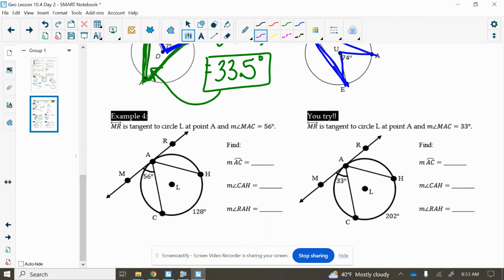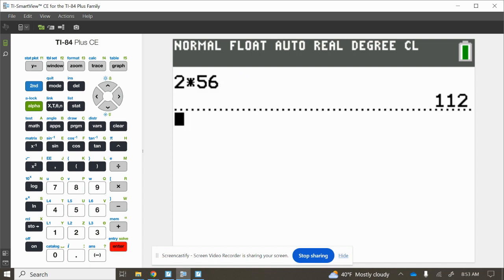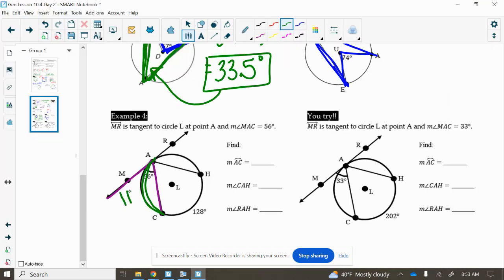In our last example, we are given that this angle right here is 56 degrees, and we want to find the following measurements. So the first one wants us to find the measure of arc AC. Well, we know if this angle is 56 degrees, we can double that to get our arc measure. So arc over here, AC, would be 112. The next one, we are given that our arc C to H is 128. And if we want this angle CAH, we know that we need to take half of the 128. So this angle right here would be 64 degrees.